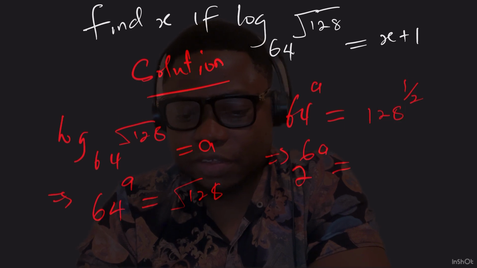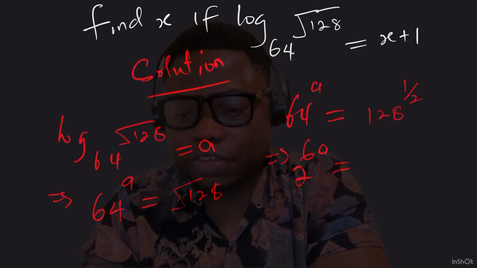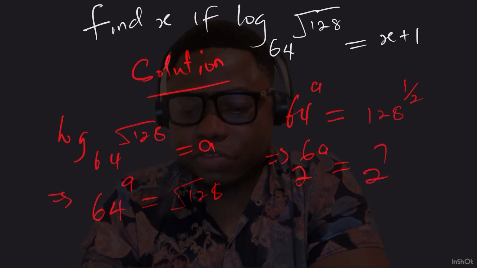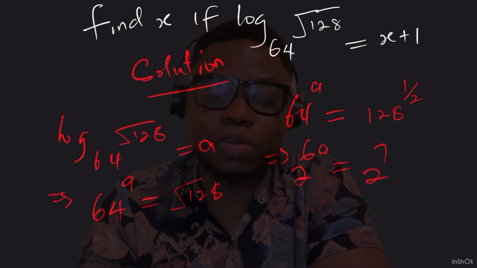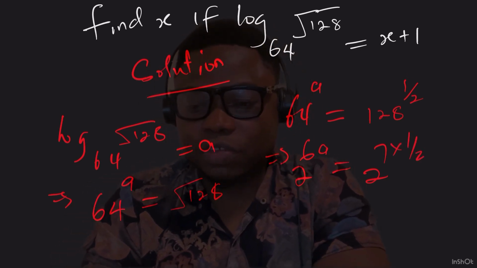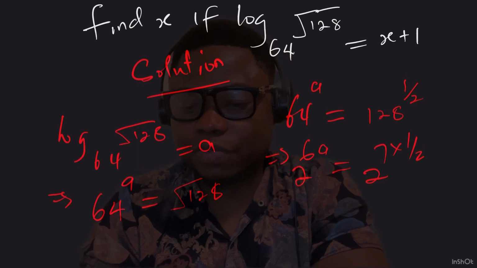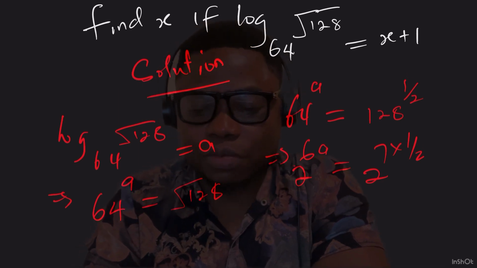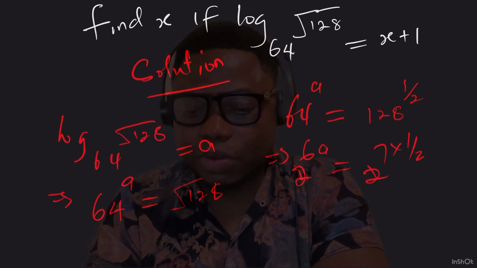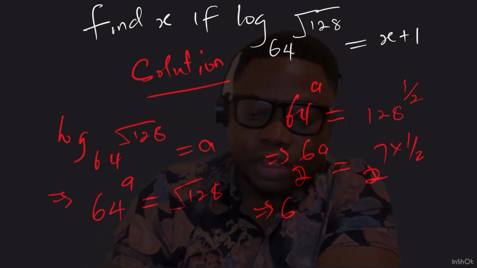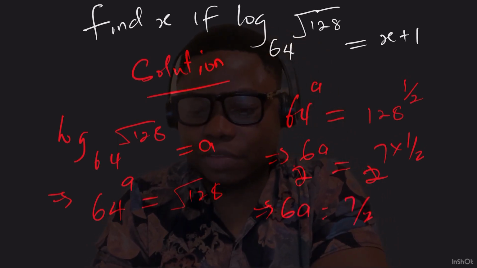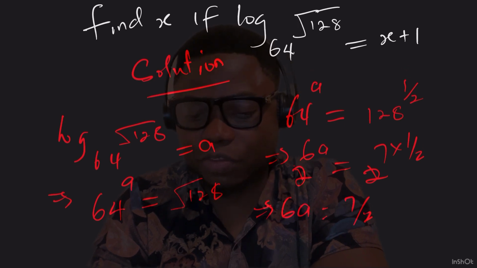So 2 raised to the power of 6 to the power of A gives 6A, is equal to the same here. So 128 can be written in this form, 2 raised to the power of 7. 2 multiplied by itself 7 times is going to give us 128. So 7 times half will be 7 over 2. So now the goal is just to cancel out the base because they are the same. 2 is going to cancel out 2. I'll pick the exponent. So this is the same thing as 6A is equal to 7 times half, which gives me 7 over 2.